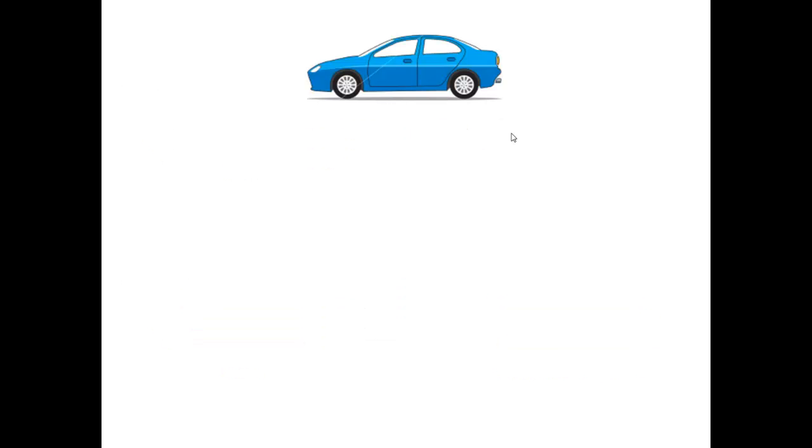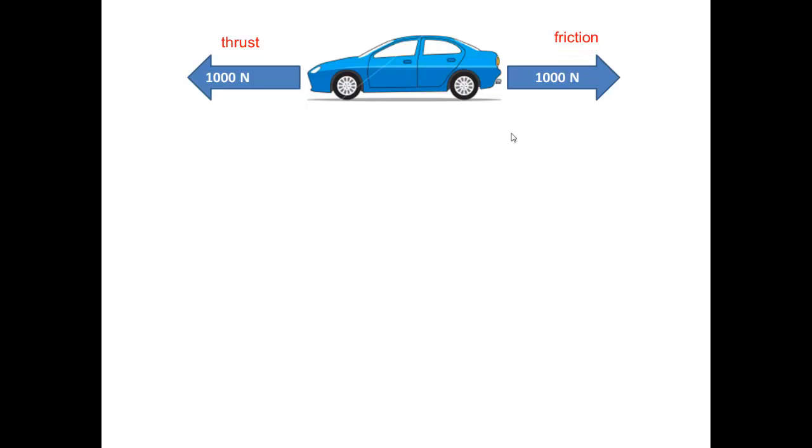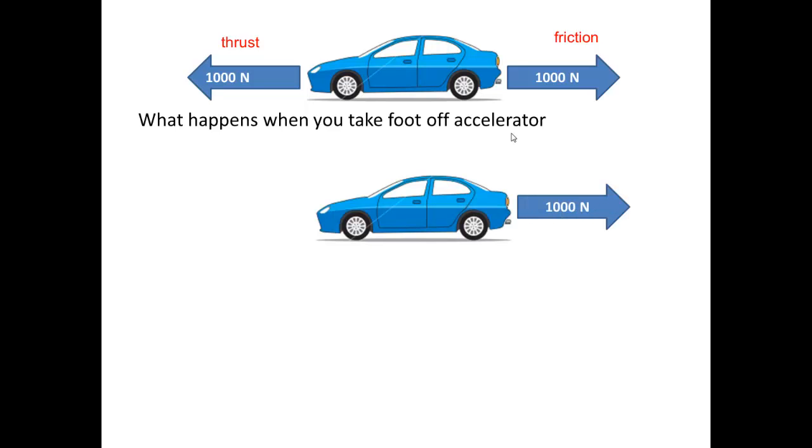Right, here we have the blue car again. Now we have 1,000 newtons forward, 1,000 newtons back. So 1,000 newtons thrust and 1,000 newtons of friction. So what happens if you take your foot off the accelerator? Well, the thrust will not be there anymore. We'll only be left with one force, which is backwards. It's moving forward to the left, but there's a force acting backwards, so it's basically going to slow down. There's only one force acting on it, so it's going to decelerate.